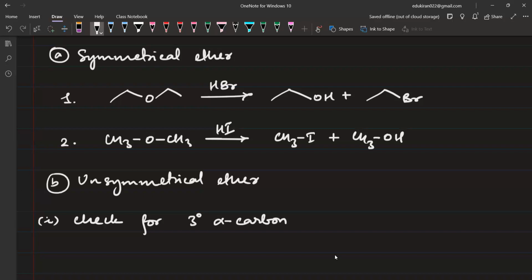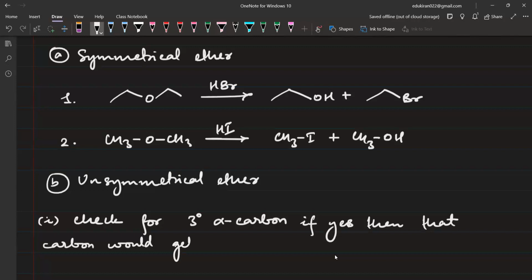If you have 3 degree alpha carbon, then that carbon is going to get the halogen. Check for 3 degree alpha carbon. If yes, then that carbon would get the halogen.